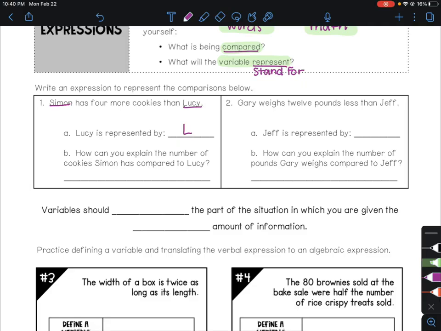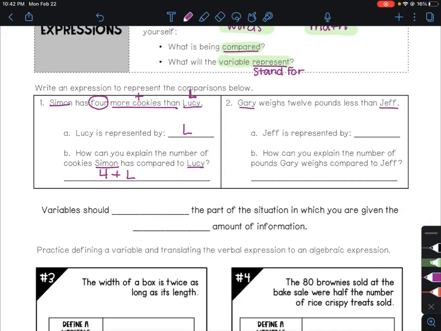Okay, how can you explain the number of cookies that Simon has compared to Lucy? Well, go back to the question. And this is where we're going to pull in those keywords from an earlier lesson. I see 4 and then more than, meaning plus. So Simon has 4 more than, and we said Lucy was L. So 4 plus L represents the number of cookies that Simon has.